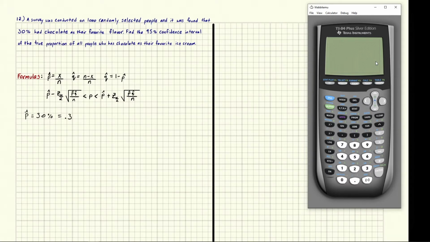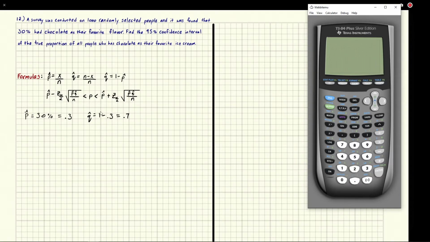All right, q hat, if we look at our formula here, is just 1 minus p hat. So q hat is equal to 1 minus 0.3, because that's p hat. That is equal to 0.7. So now we've got our q hat, we've got our p hat, and we're able to use this formula. Now there's another way to do this, and that's just to use the calculator. So let's do the calculator way first, and then we'll plug all our values into the formula and use the Z table in order to do this.